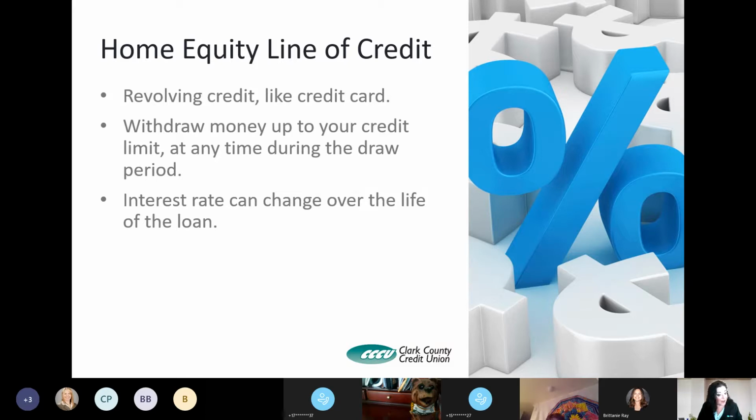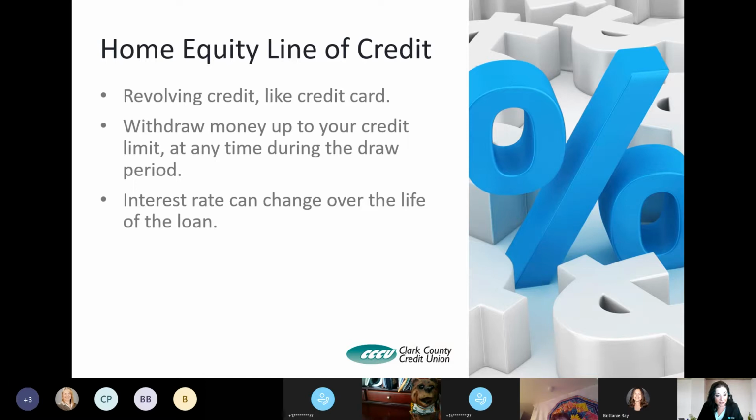The interest rate is variable based on prime, okay, because it's a line of credit. So that means if the feds get together to change rates, your rate would change. However, the credit union has caps. We have a 2% cap per year. We have a 5% cap over the life of the loan, meaning that the rate cannot fluctuate more than 2% in 1 year and never more than 5% over the entire life of the loan. So these are not volatile rates.